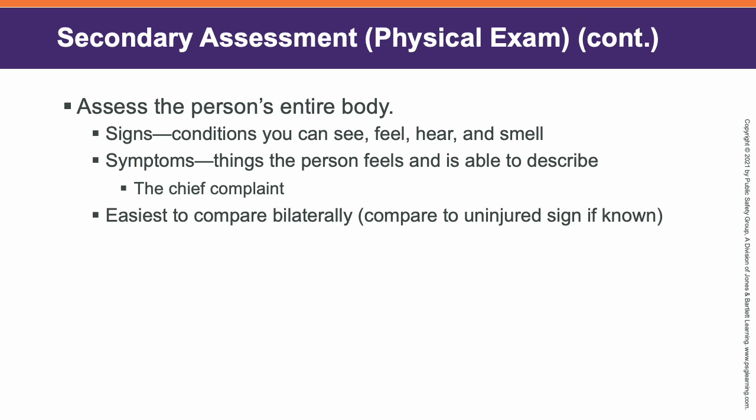Those are signs, okay? The easiest way to find these types of things is to compare bilaterally, especially on the extremities, right? You have two hands, two arms, two legs. If we can look at one leg compared to the other, then it's a lot easier to see, oh, his knee is super swollen, because look at his other one. It is way bigger than his other one, okay? So that is a quiz question, signs and symptoms. Make sure you understand that.